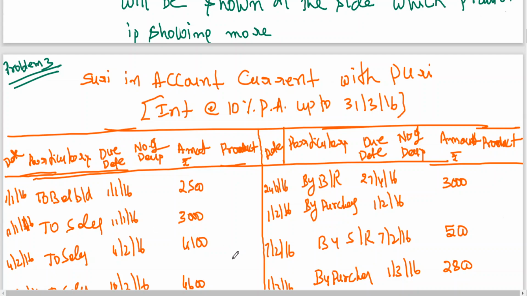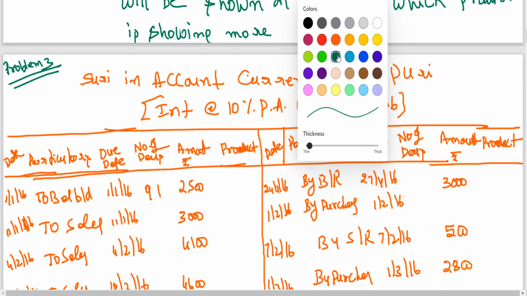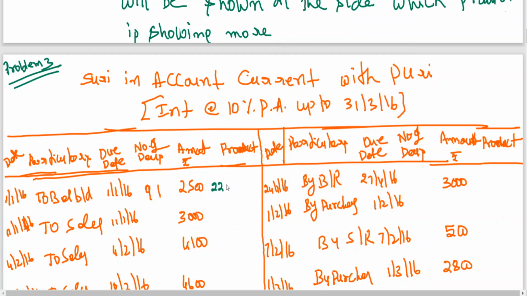So January 31, January 31, since it is a leap year, February will be 29 days, so it is coming to 91 days. 91 into 2500 coming to 2,27,500.